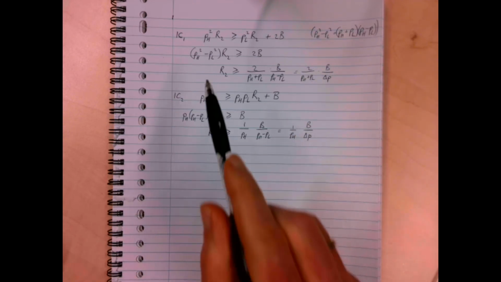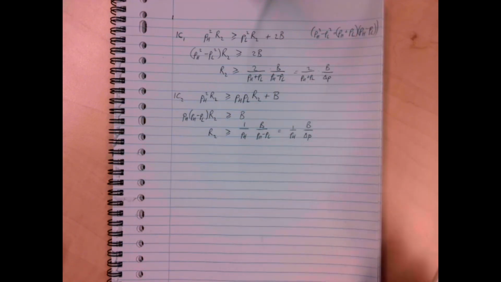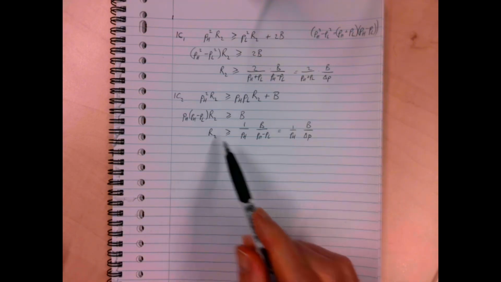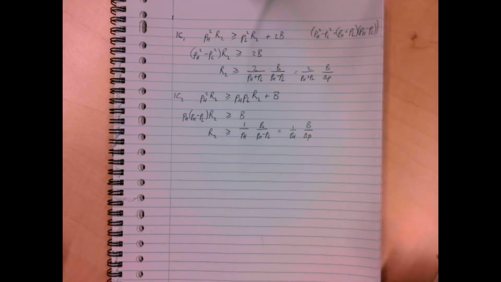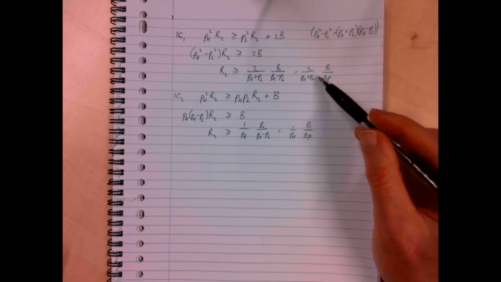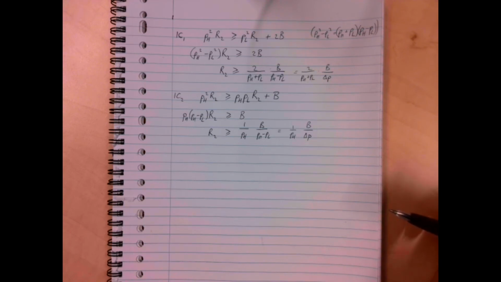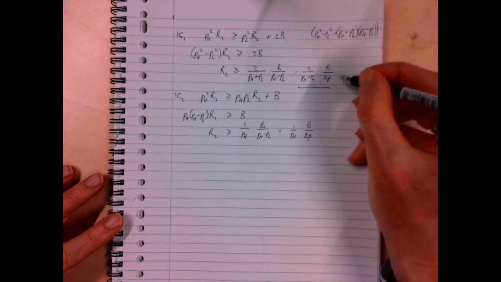So that means that if R2 is bigger than this expression, so the first incentive compatibility condition holds, then for sure the second incentive compatibility condition will also hold. So we only need to focus on this first incentive compatibility condition in this form, and we are bound to get the other one for free essentially. So this will be the one that's going to matter.